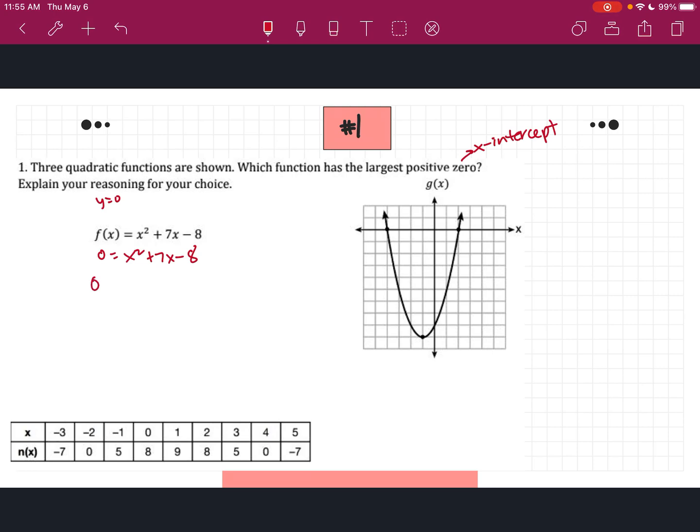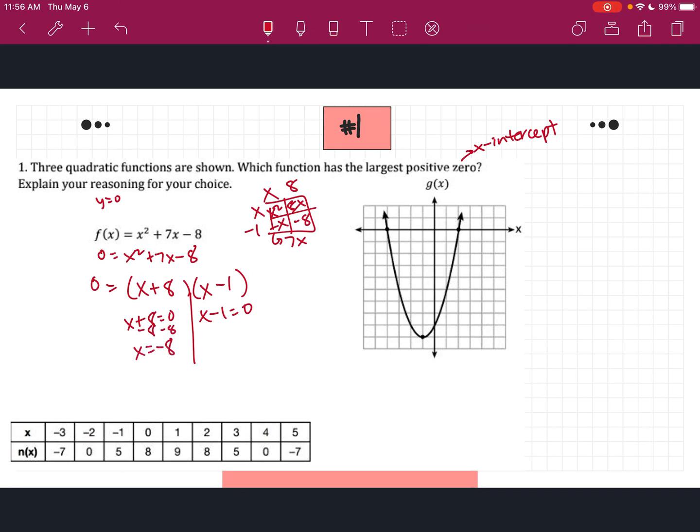Two numbers that multiply to get negative 8 that add to equal positive 7 would be positive 8 and negative 1. Oops, not negative 7, negative 1. And we can check that out. If we do x plus 8 times x minus 1, we get 8x minus x and negative 8. That does give us that positive 7 and the negative 8. So from here, all I need to do is set my two factors equal to 0. So for x plus 8 equals 0, x would equal negative 8. And here x would equal positive 1.